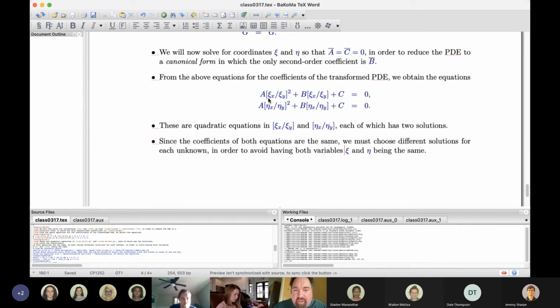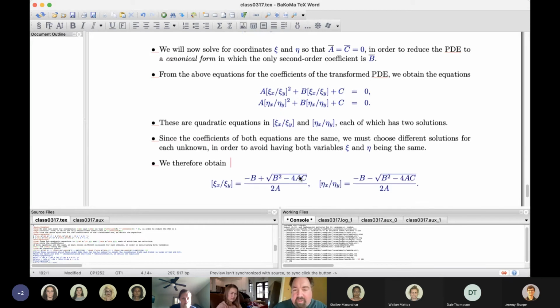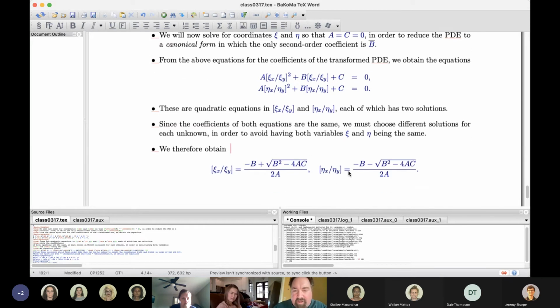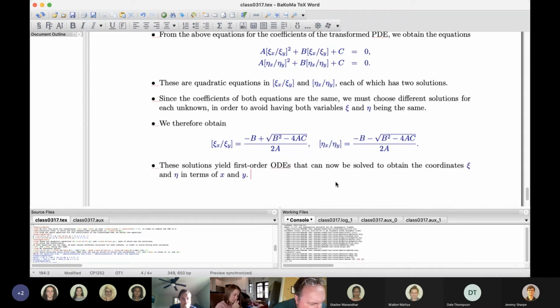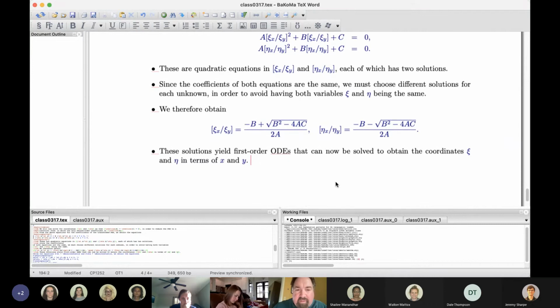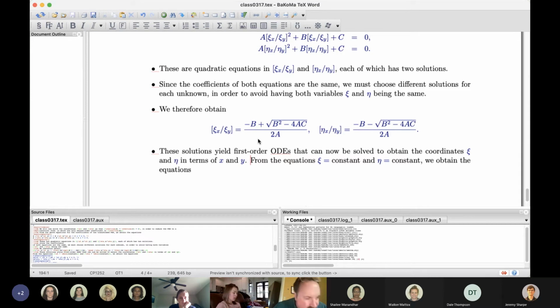So I'm going to set xi_x over xi_y to be equal to one of the roots of this quadratic equation, and eta_x over eta_y to be equal to the other root. So that's what I get here by choosing a plus sign here and a minus sign here. Now, this will come from my coefficients. This will be something that's given. I have to just work it out. And since it's equal to xi_x over xi_y, I basically have first order ODEs for xi and eta.